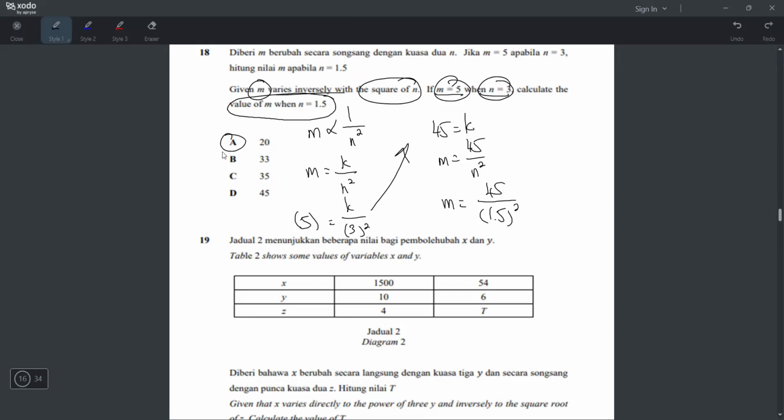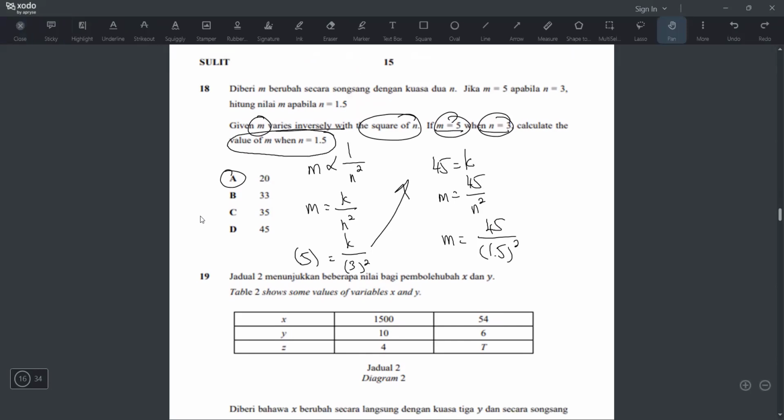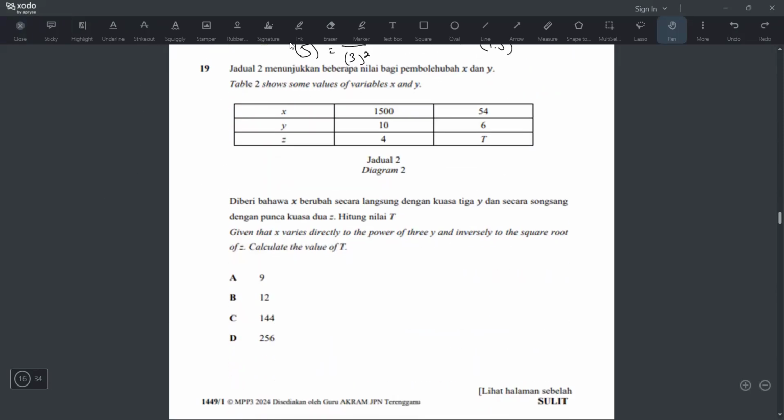So remember, for variation question, always find K first. If you don't find K, you cannot find the value of M. Because imagine without K, you don't know it's 45 already, so how are you supposed to find this? So the step for variation is always find K first, and then rewrite, and then baru cari apa yang soalan nak cari. Okay, sudah siap.